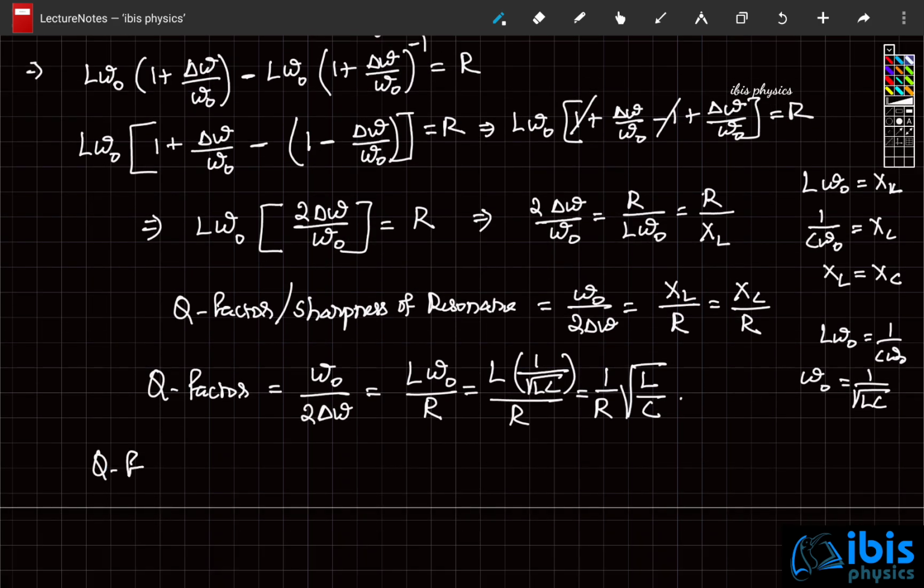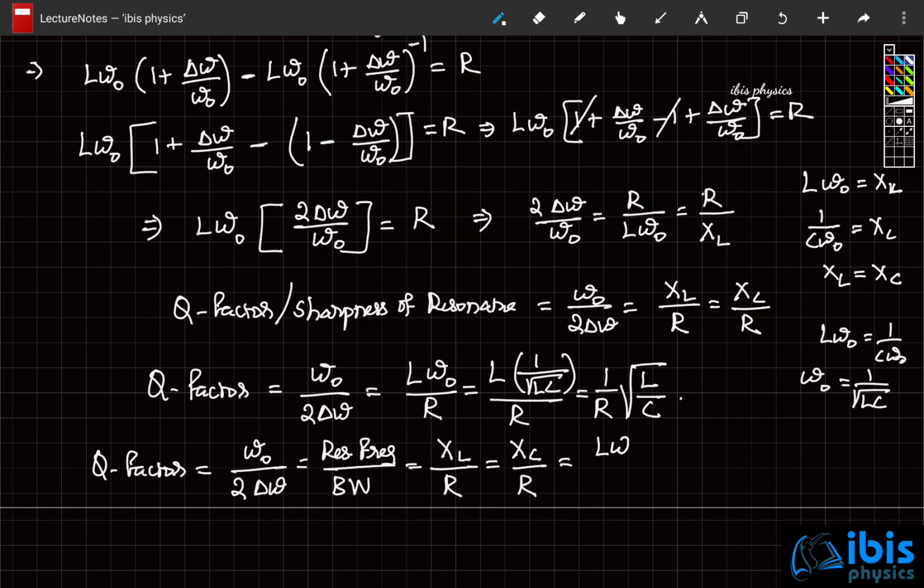So there are very many terms for quality factor. Q factor is defined as the ratio of resonance frequency to bandwidth. And resonance frequency to bandwidth happens to be XL by R. It can also be XC by R. XL means L omega naught by R, or 1 by C omega naught R. In other words, it is 1 by R into root over L by C. These are the forms of the quality factor or the resonance frequency.